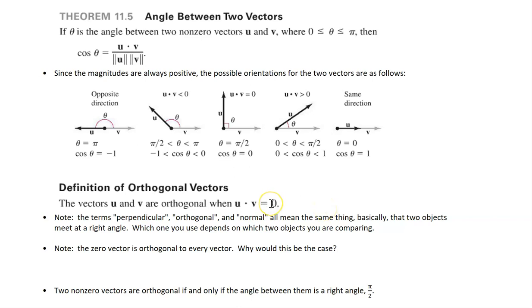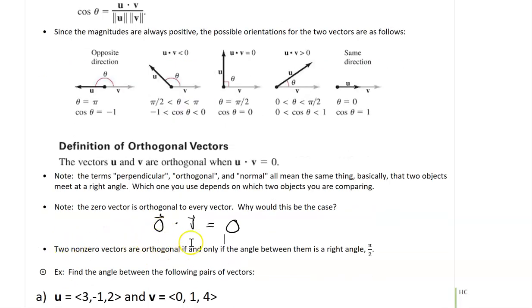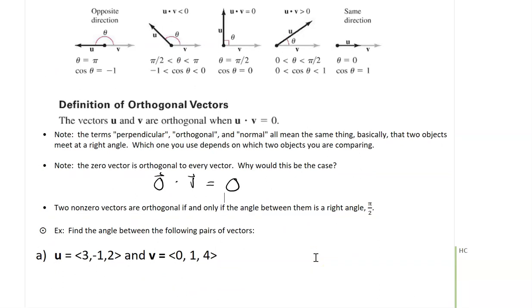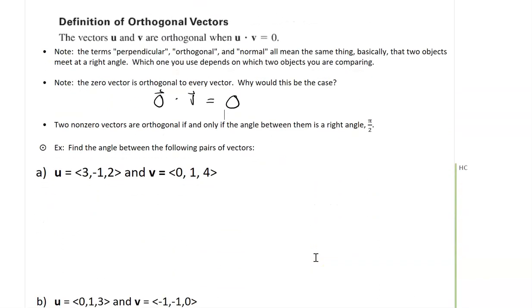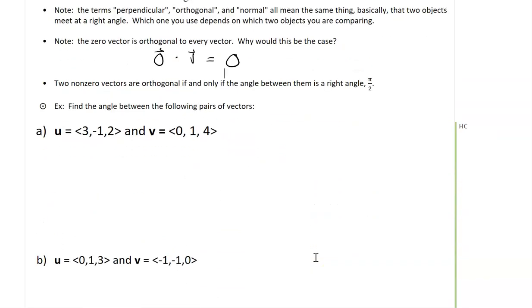Now, one thing that's important to understand is that the 0 vector is going to be orthogonal to every vector, because 0 dot v is equal to 0 for all vectors v. Two non-zero vectors are orthogonal if and only if the angle between them is a right angle, pi over 2. So let's do some examples with this.